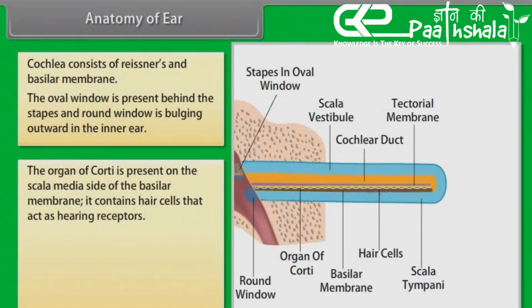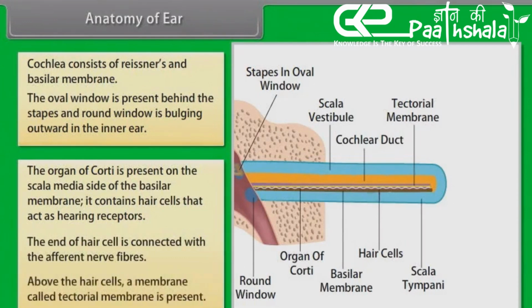side of the basilar membrane. It contains hair cells that act as hearing receptors. The end of the hair cell is connected with the afferent nerve fibers. Above the hair cells, a membrane called the tectorial membrane is present.